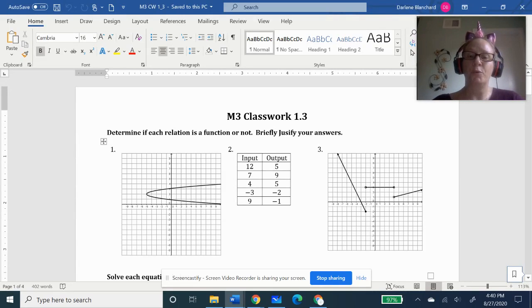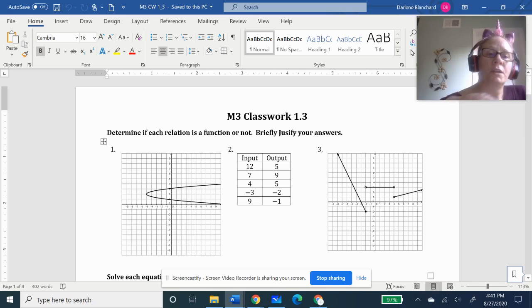Math 3, Classwork 1.3. First, determine if each relation is a function or not. So when you look at the graphs like numbers 1 and 3, it's an issue of the vertical line test. If any vertical line can cross the graph more than one time, then it is not a function.